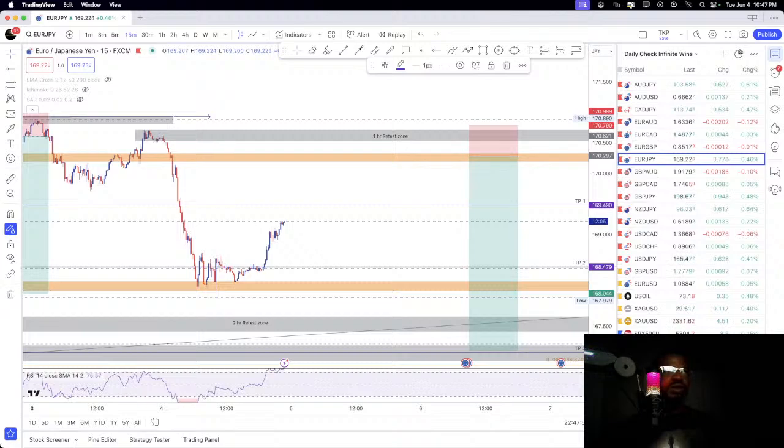So Euro JPY. Okay, so that's a good spot right there as far as that stop loss. Let me know when you get that one in, V.